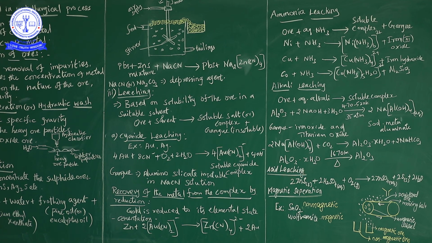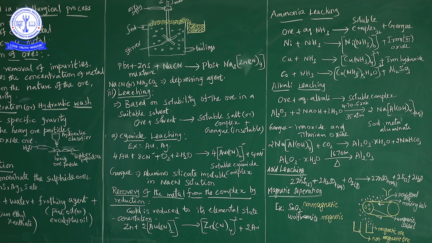Previously we have seen that the sulfide ores are concentrated by the froth flotation process. The method of concentration is selected depending on the nature of the ore and environmental factors. So, zinc sulfide is concentrated by the froth flotation process and also by acid leaching, depending on the environmental factor. Depending on that factor, we can apply either acid leaching or froth flotation.